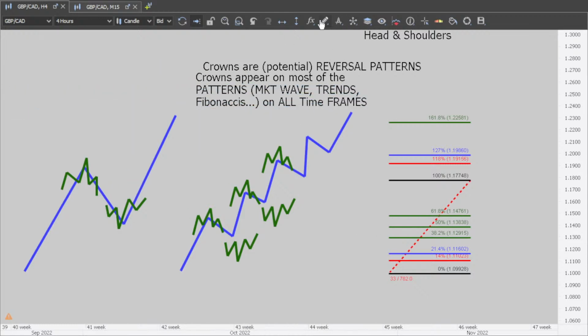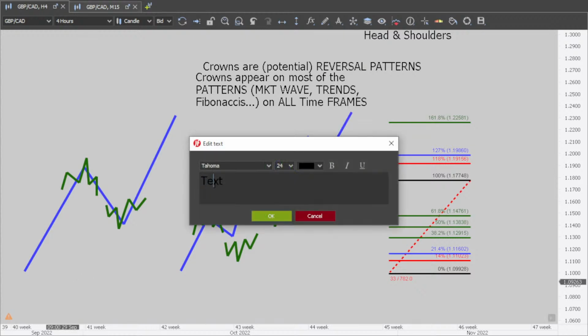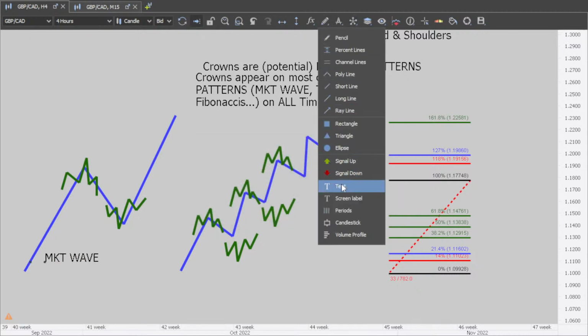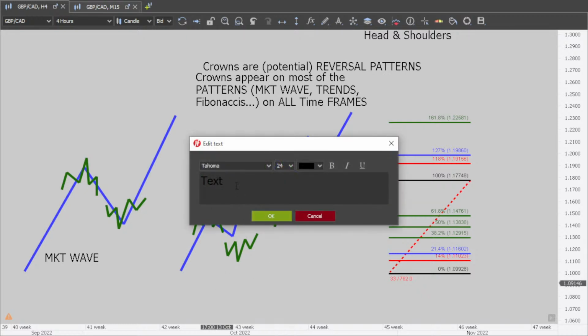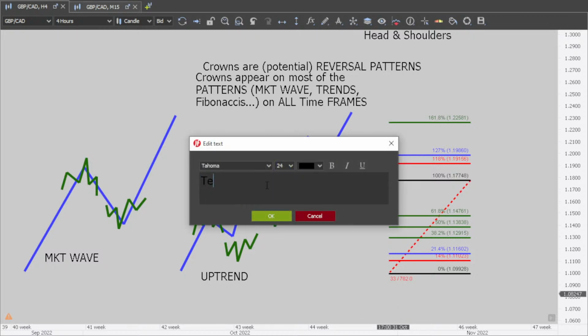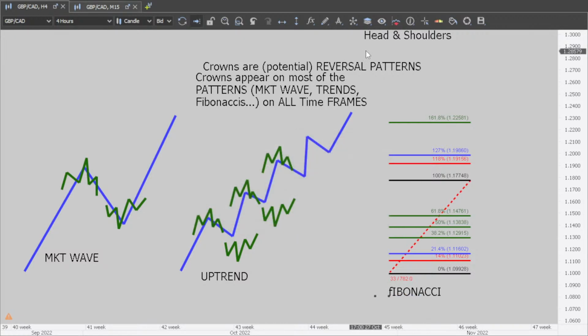So this is the market wave down in here. This is a graphic representation of the market wave. Okay, this is a graphic representation of the uptrend, and this is a graphic representation of the Fibonacci, down here. So you have an up Fibonacci, everybody, and the market starts retracing, making lower lows, lower highs, lower lows, lower highs, lower lows.